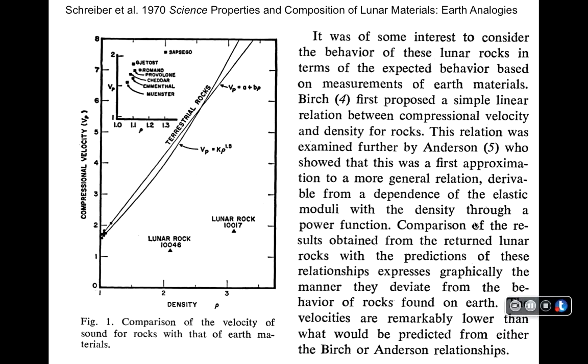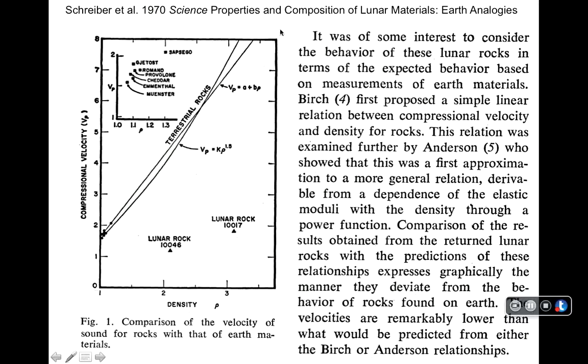Now, let's look at a graph. This graph has on the y-axis compressional velocity, that's Vp, in kilometers per second, and on the x-axis density, rho, in grams per centimeter cubed. And this shows us once again that our cheeses, which are down here, have low Vp velocities, similar to the two lunar rocks. Okay, and terrestrial rocks are up here. What are these two curves, though?